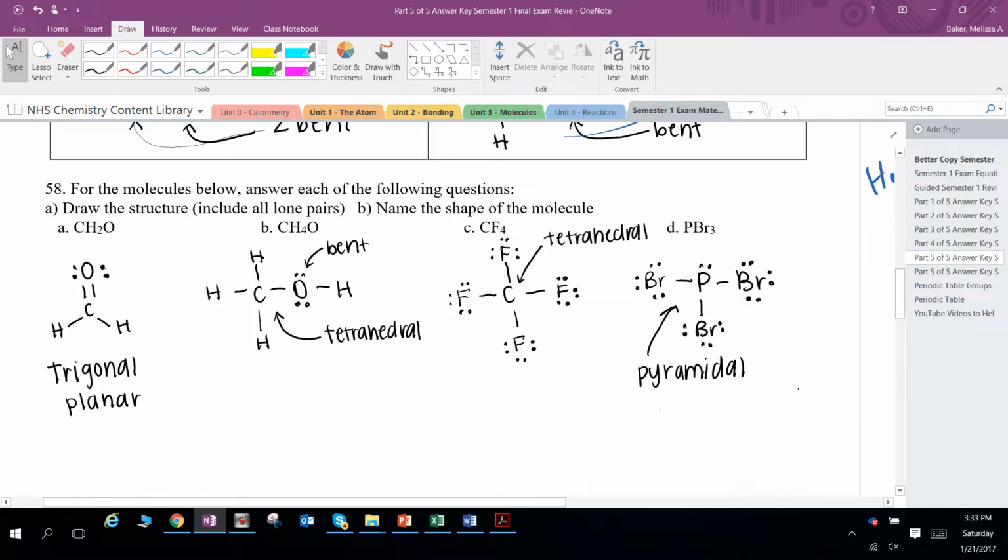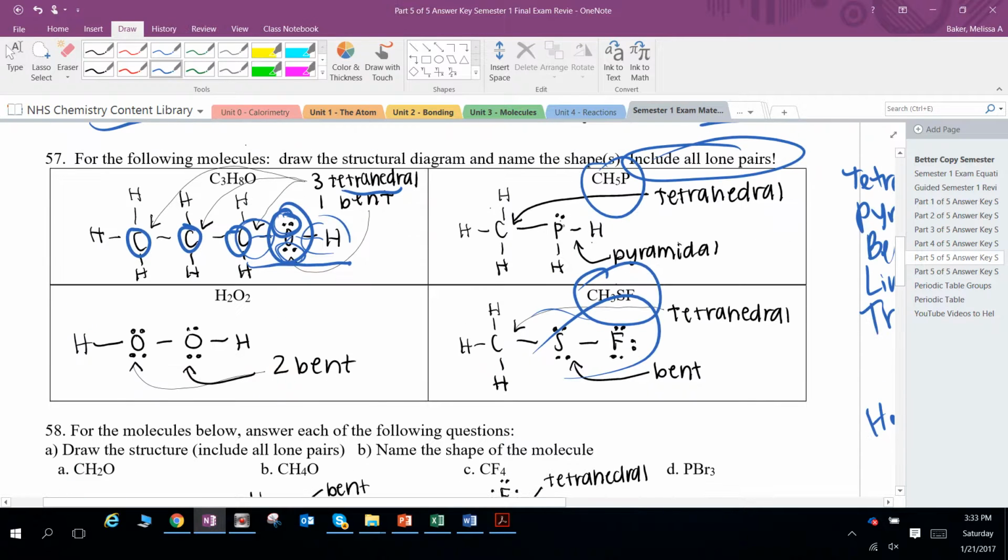There's more practice in number 58. It's got an example of a trigonal planar, 3 atoms bonded and no lone pairs. Whereas up here, this phosphorus, we had 3 atoms bonded and 1 lone pair.